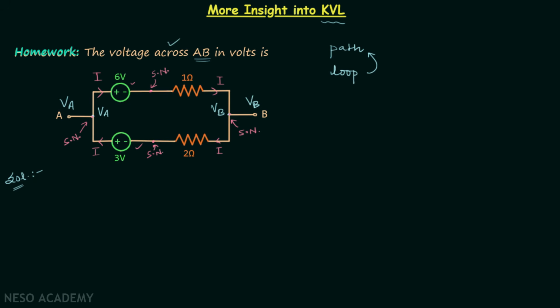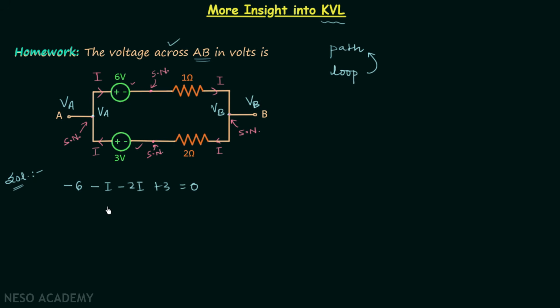Now we will apply KVL starting from this node and ending at this node. This means we are going to apply KVL in a loop. We will have minus 6, then we have minus I multiplied by 1 ohm, that is minus I. Then we have minus 2I, after this we have plus 3 equal to 0.